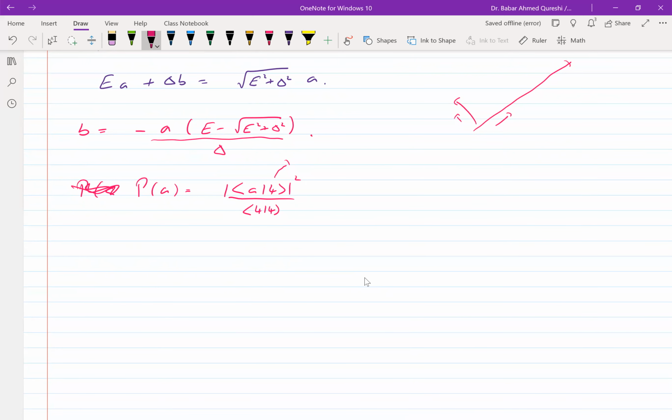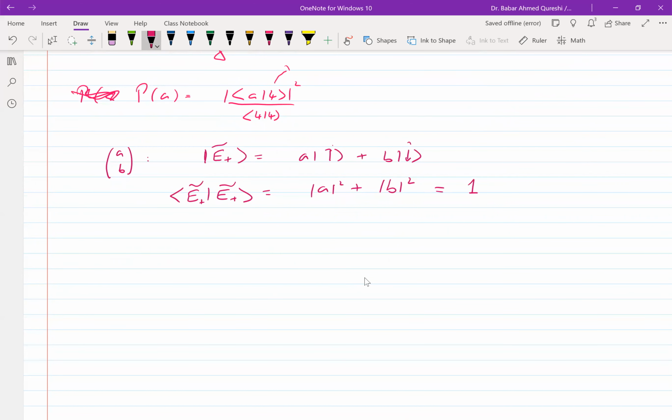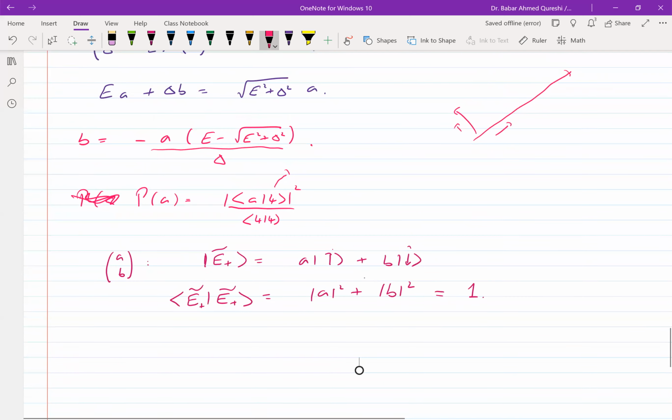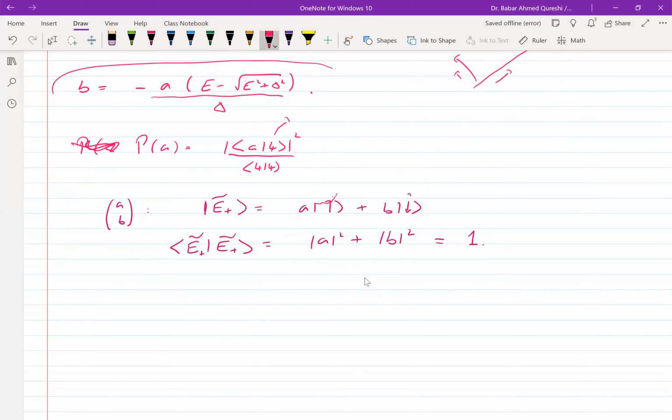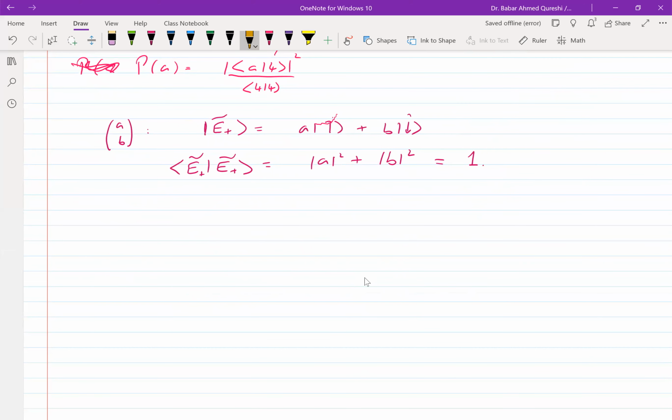So what's the normalization of the eigenvector? Eigenvector is this thing. So that means this plus eigenvector is this. So its norm is A mod square plus B mod square. You can compute it, or if they are orthogonal, which these two are, then you directly know that it's going to be the sum of the mod squares. So this I want to put equal to 1. So apart from this condition, I should also put in this condition.